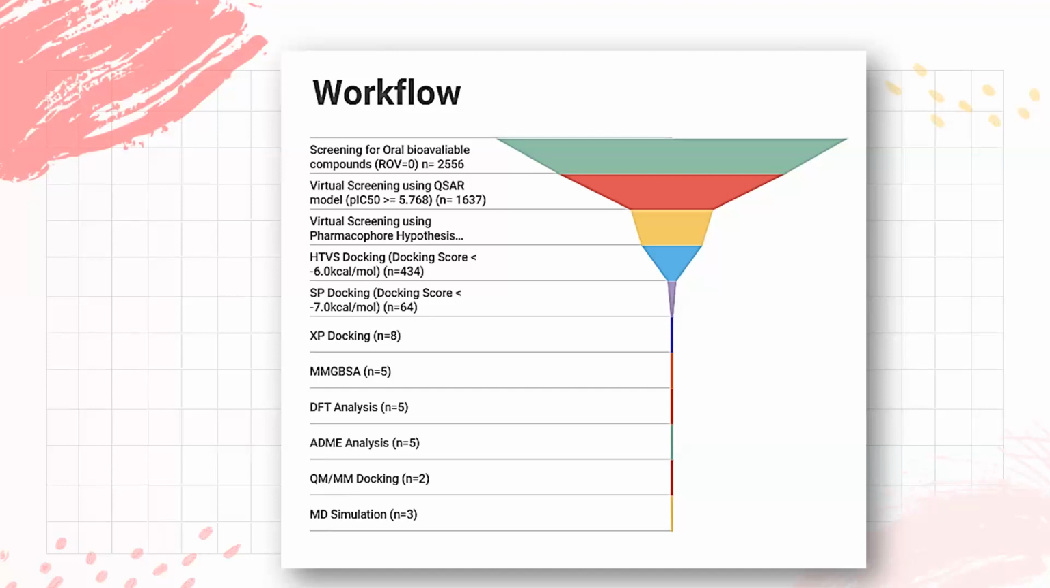So remember I said earlier, virtual screening is screening based on a particular parameter. So the first parameter we used here was the QSAR model, right?